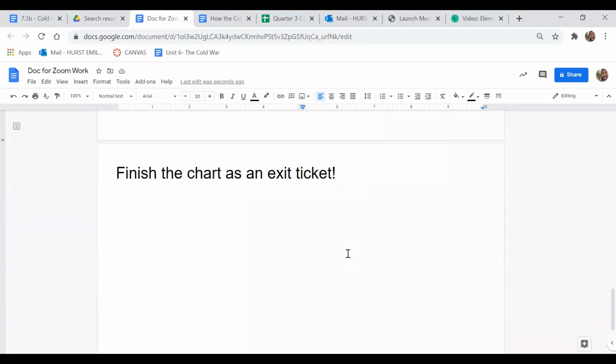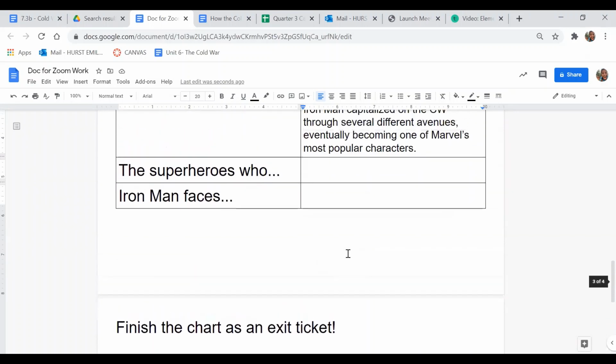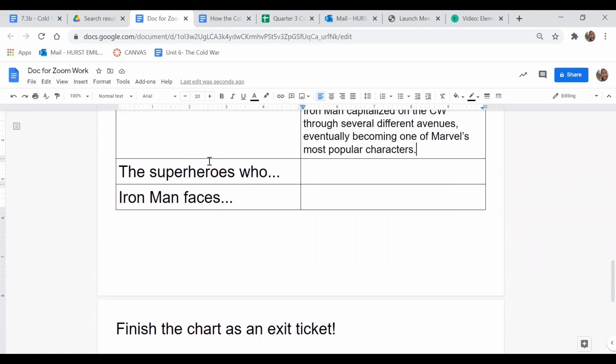All right, so it's important to remember that as a good reader, you really do need to consider how each individual section of a text contributes to the overall central idea. So what I want you to do to show me that you understand this is to go ahead and finish the chart, right? Do the superheroes who were left, who came in from the cold, and Iron Man faces the end of an era in 1992. Consider how those contribute to the overall central idea. Once you're done with that, you're good to go.